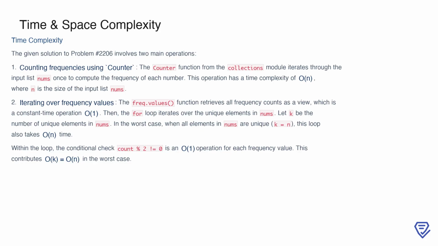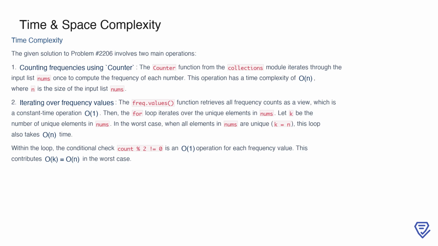Next, we retrieve the frequency values using the frequency.values function and then iterate over these frequencies with a loop. Retrieving the values is a constant time operation, O(1), but the loop itself iterates over all unique elements in nums. Let's call the number of unique elements k. In the worst case, where all elements are unique, k equals n, so the loop also takes O(n) time.